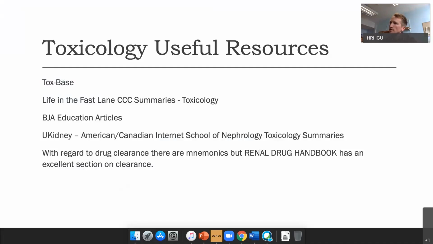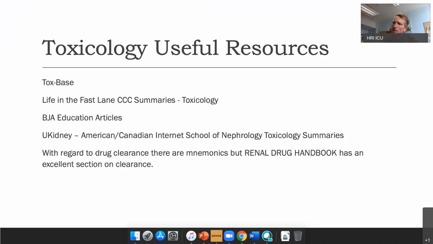The BJA Education articles often address management of certain drugs. There's one on serotonin syndrome. I think that's probably because of drugs we might use in anesthesia. There are other articles on patient planning with paracetamol overdose, for example. So it's worth having a trawl through if you want a good summary of a particular toxin, how it's managed. Have a look at those articles as well.